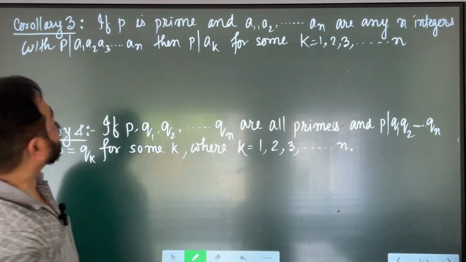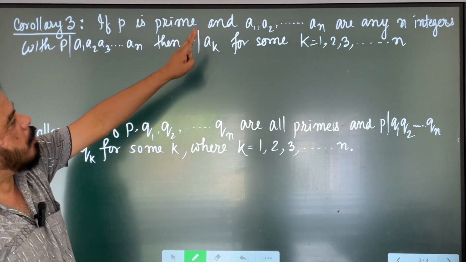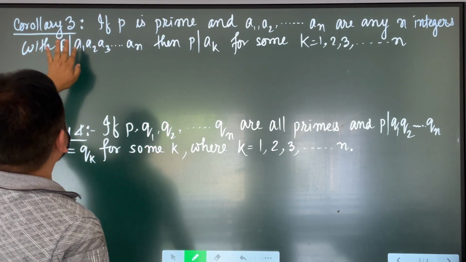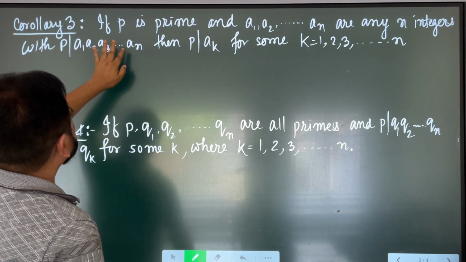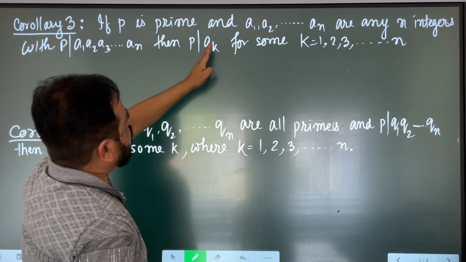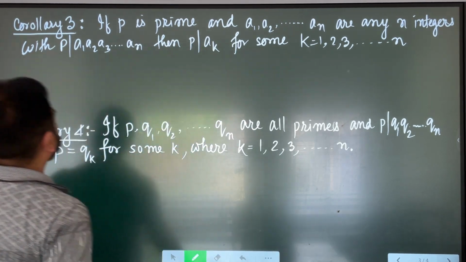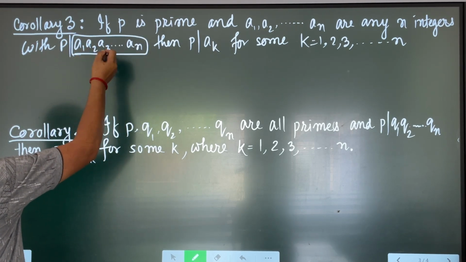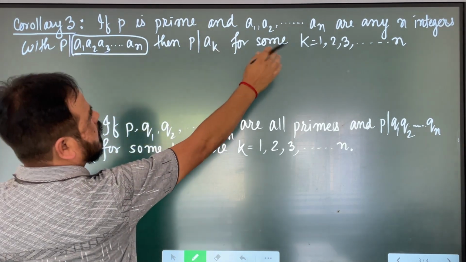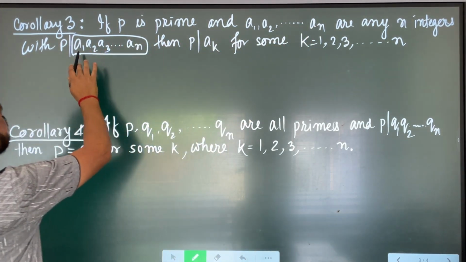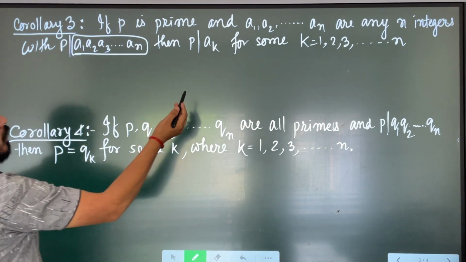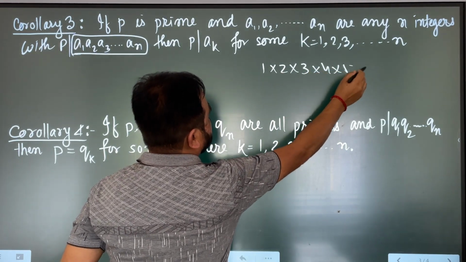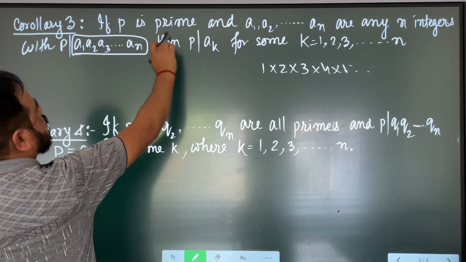Then there is a corollary 3. If P is a prime and A1, A2, ..., An are any n integers, with P dividing A1 into A2 into A3 ... into An, then P divides Ak for some k = 1, 2, 3, ..., n. So it is very simple. That means this one is multiplication now. P divides any multiplication of A1, A2, A3, ..., An, which are any integers. So multiplication, suppose it is like this, 1 into 2 into 3 into 4 into 5, like this it goes on. So this P is a prime number.